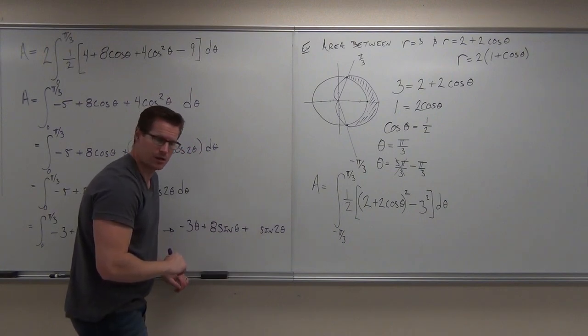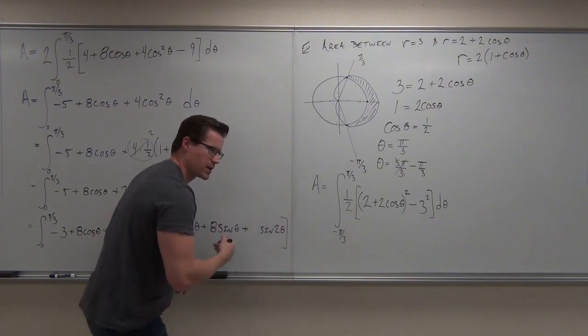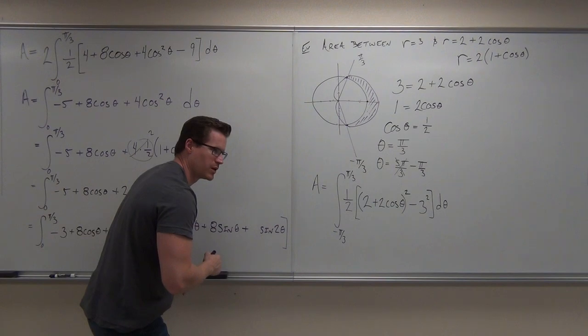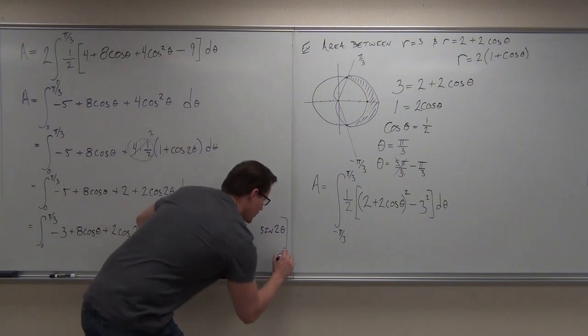Say what? Where does it start? 0 to pi over 3. It's kind of nice to have a 0, isn't it? Yeah. So we don't have to plug in all those negative pi over 3s to all the stuff, because that would be kind of nasty. And we could do it. It'd be the same answer. But we don't have to now.